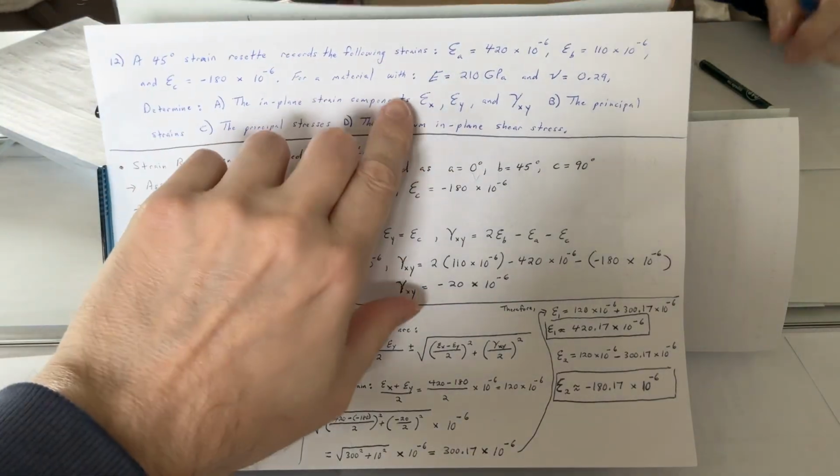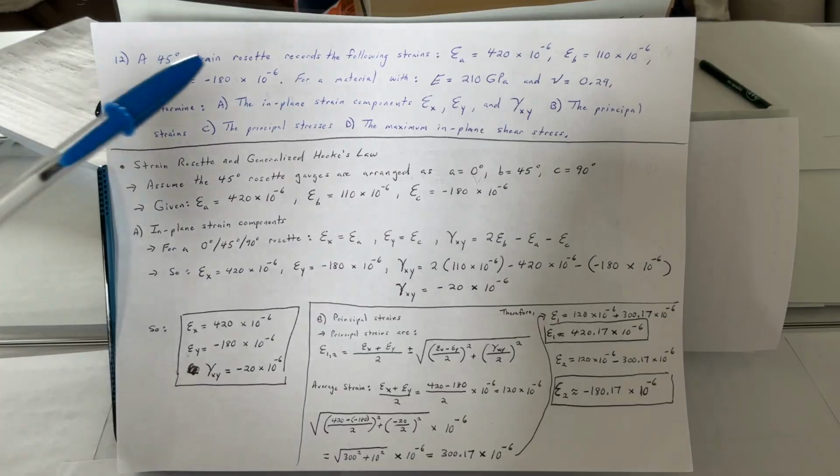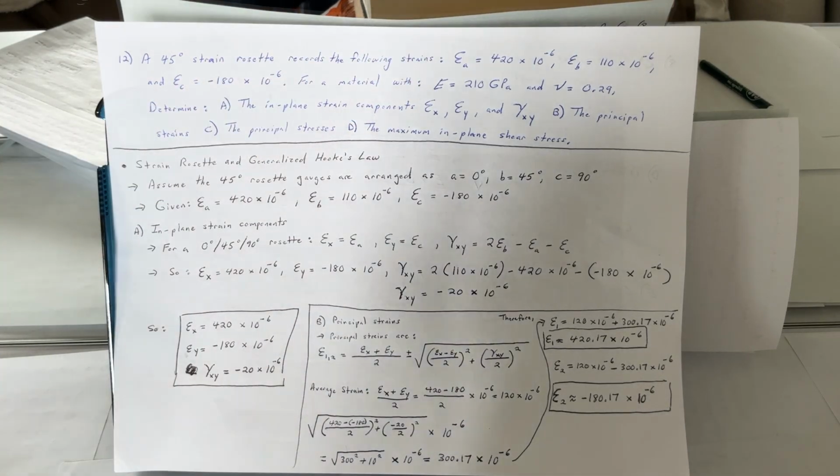So for this one, let's see here. Okay, so we have a 45 degree strain rosette that records the following strains. Epsilon sub A is 420 times 10 to the negative 6. Epsilon sub B is 110 times 10 to the negative 6. And epsilon sub C is negative 180 times 10 to the negative 6.